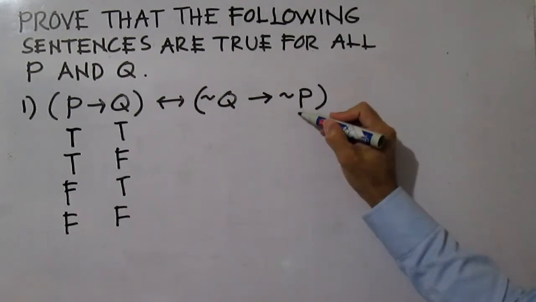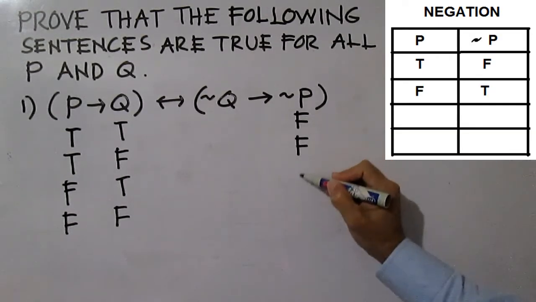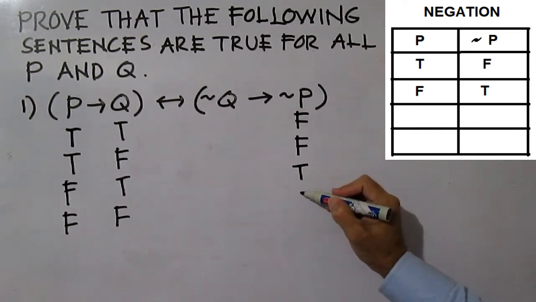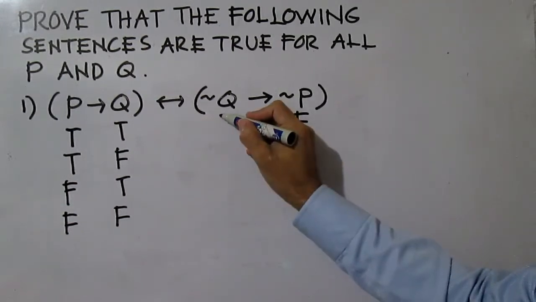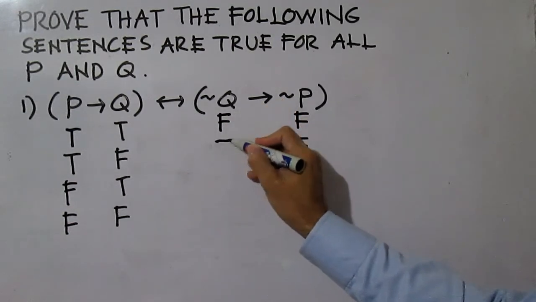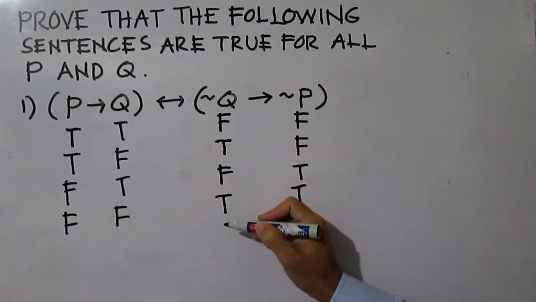For not P, if P is true, then the opposite is false. False. If false, then the opposite is true. True. For not Q, the opposite of true is false, the opposite of false is true, the opposite of true is false, and the opposite of false is true.